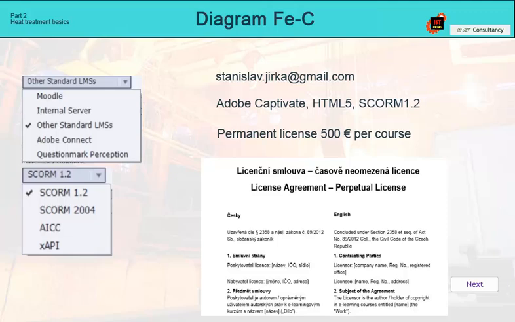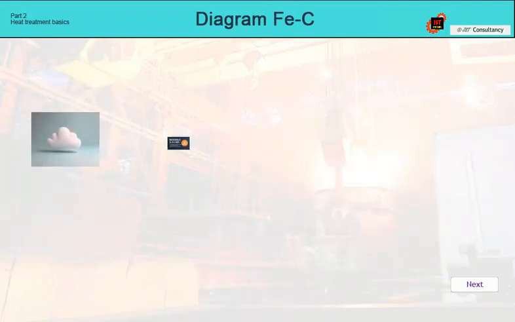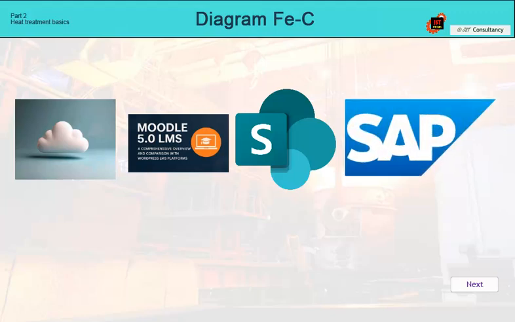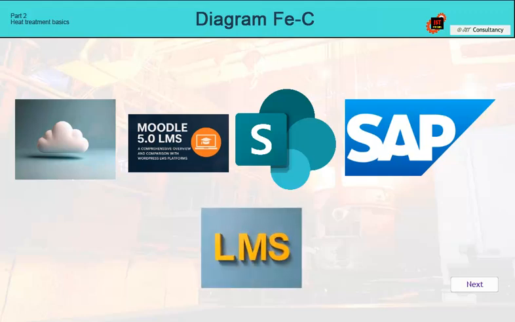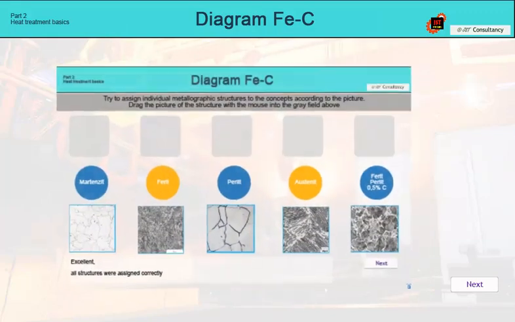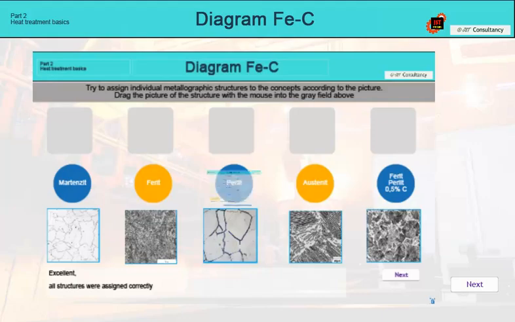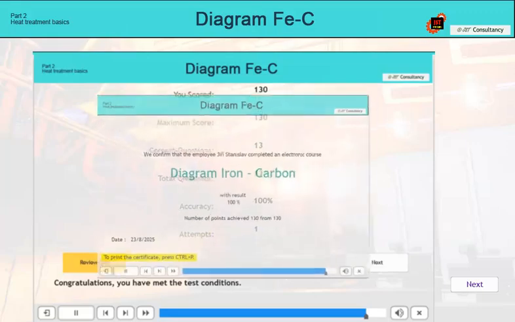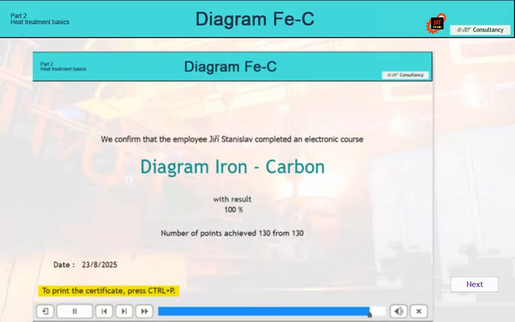You can then install this file in your corporate cloud or in Moodle LMS 5.0 on SharePoint or in the HR module of your ERP system, such as SAP, which can communicate with a learning management system that meets the LMS specification. In this case, you will be able to prepare a training plan for each employee, including an evaluation of its implementation and success rate. Each course contains a test with many questions, and the output is a certificate of successful completion of the course. You can archive these certificates and use them for employee motivational rewards.